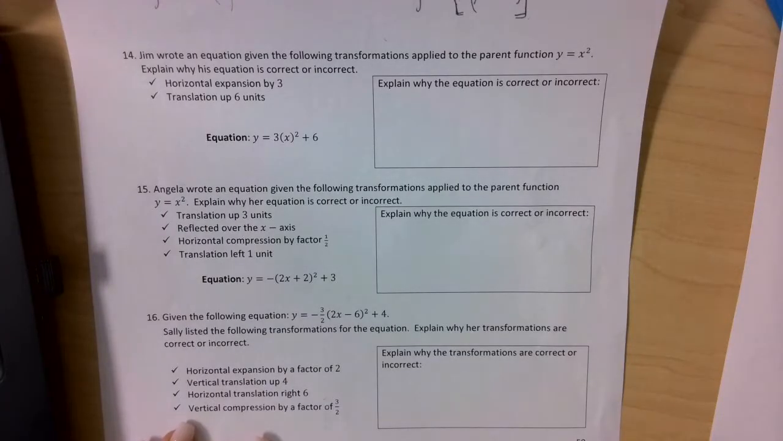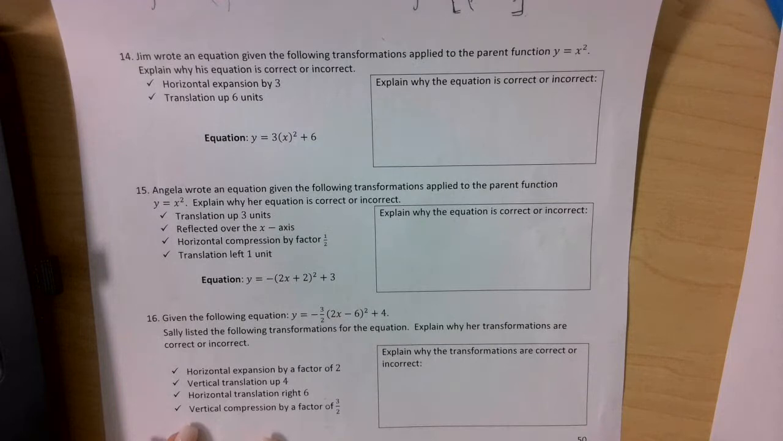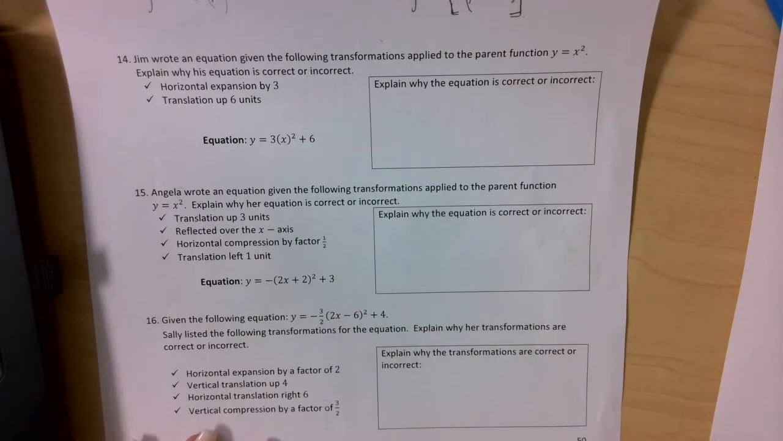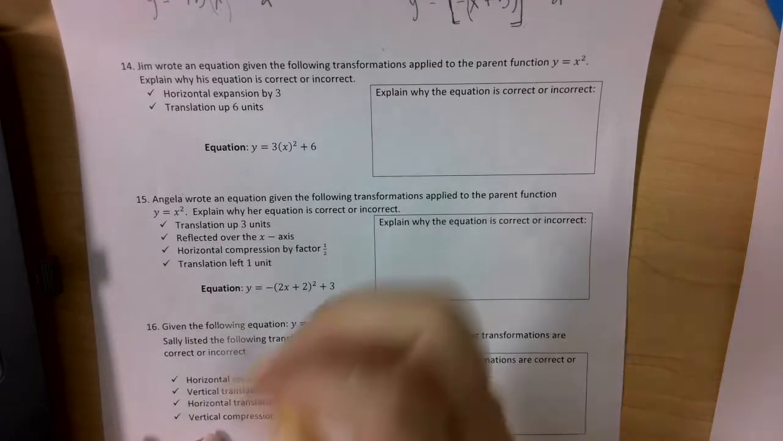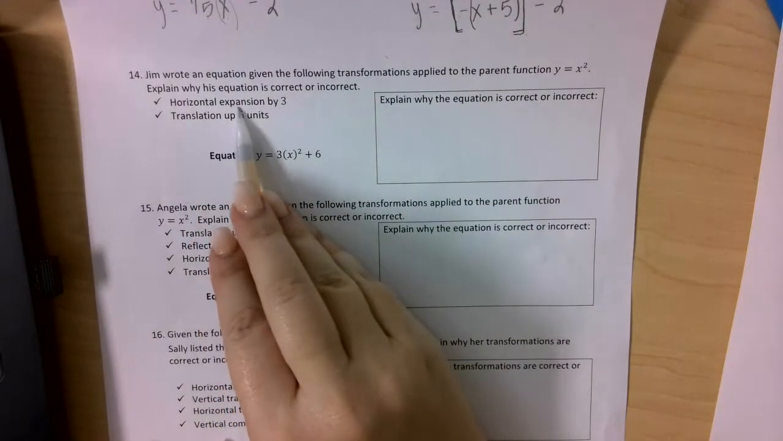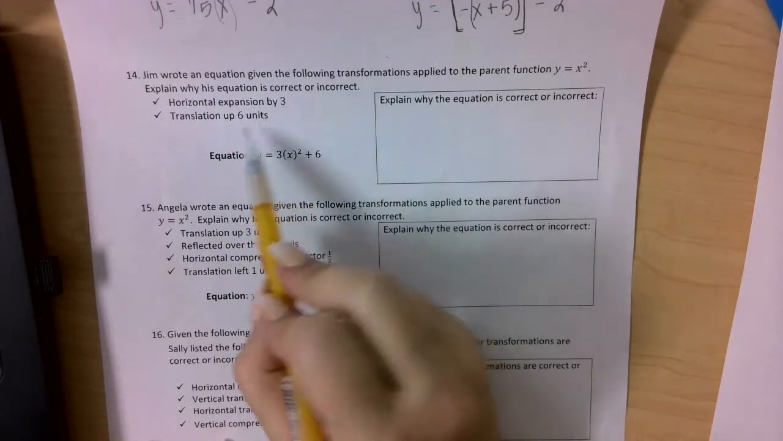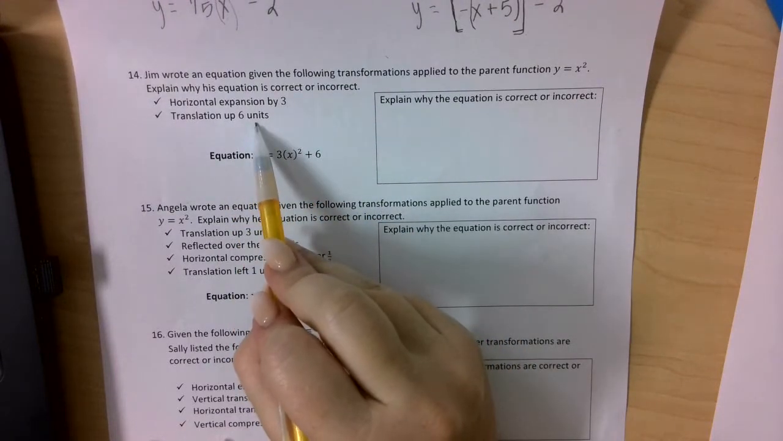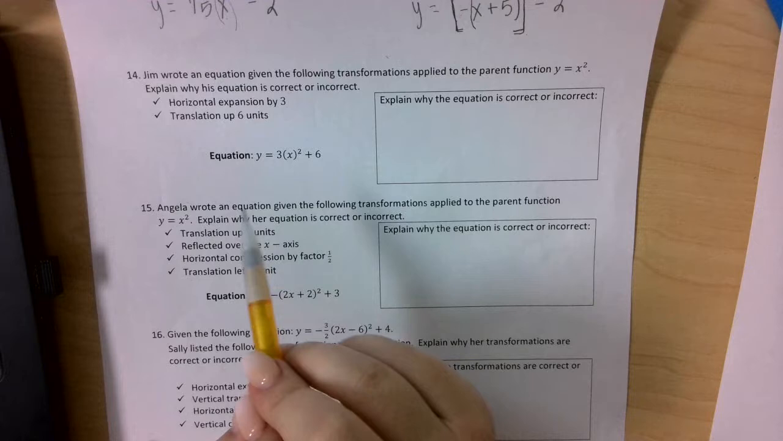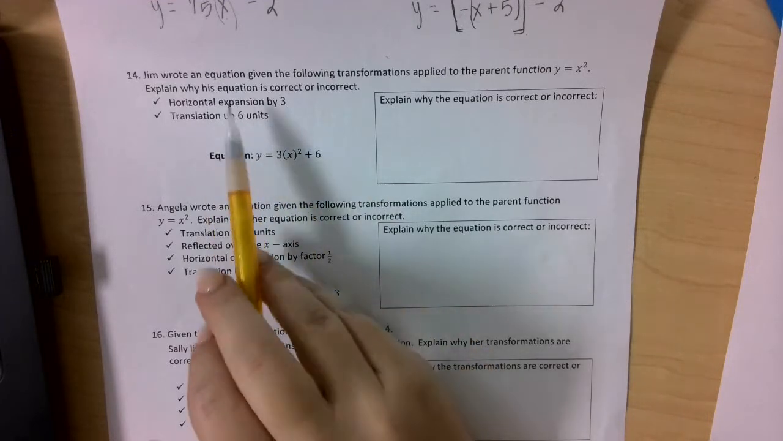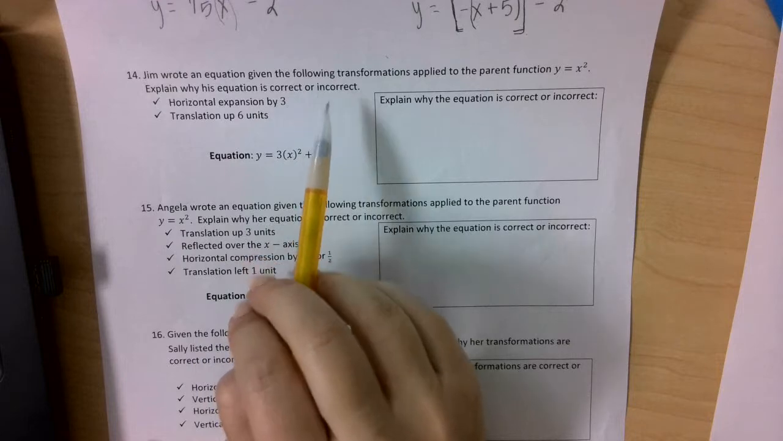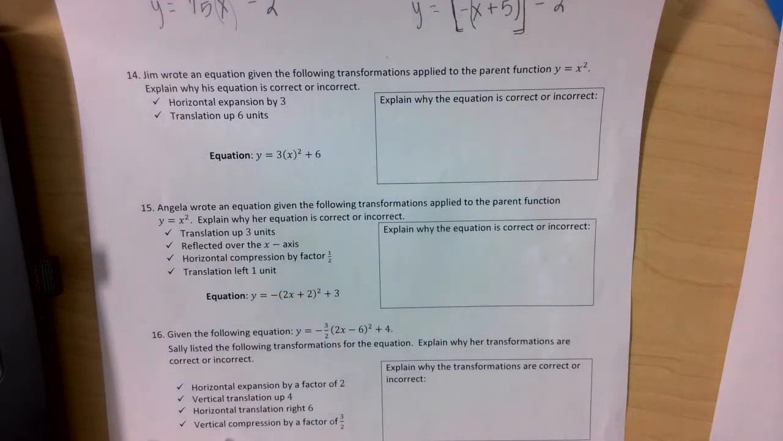Okay, looking at number 14, it says Jim wrote an equation given the following transformations applied to the parent function. Explain why his equation is correct or incorrect. So we're saying a horizontal expansion by 3 and a translation up 6 units. I'm going to have you pause, take a minute, see if you can determine whether he's correct or incorrect, and then we'll come back together for the explanation.